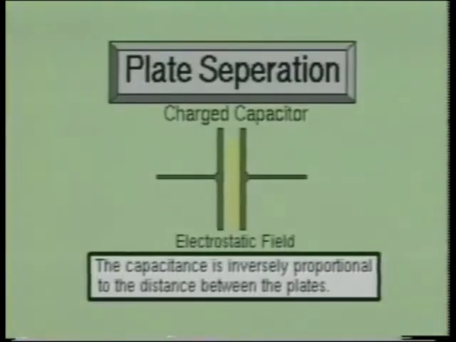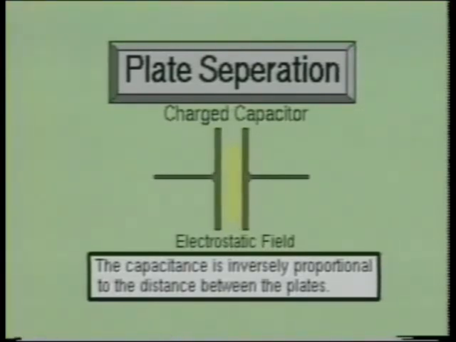Another way to change the capacitance of a capacitor is to increase the plate separation. If the spacing between the plates is doubled, the capacitance will only have half the value. This is true because the path for the electrostatic lines of force between the negative plate and the positive plate is now twice as great, which results in only half as intense an electrostatic field and thus only half as much capacitance. In other words, capacitance is inversely proportional to the spacing between the plates.